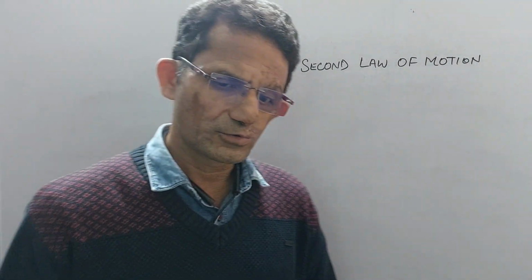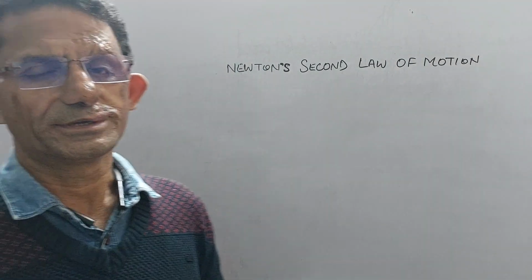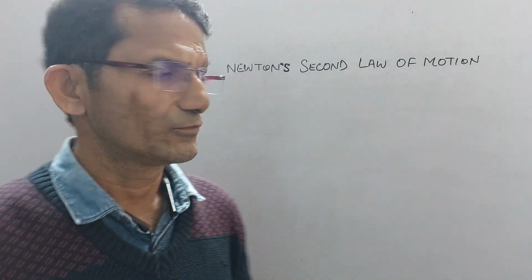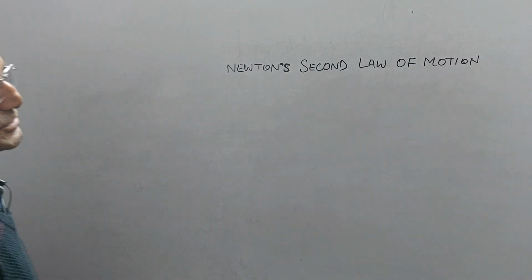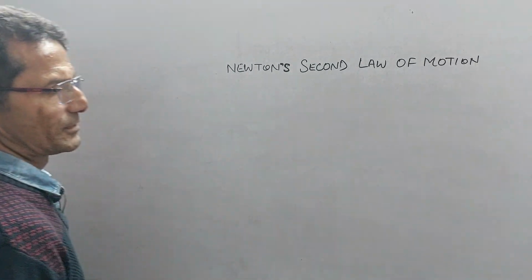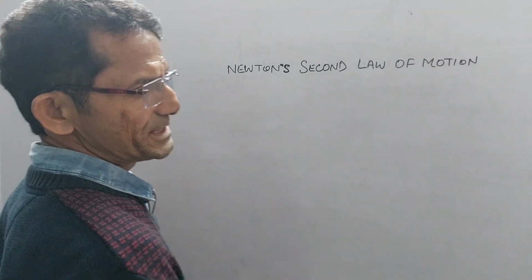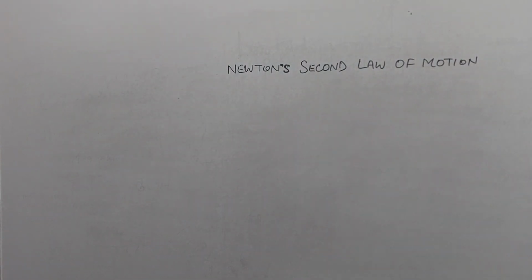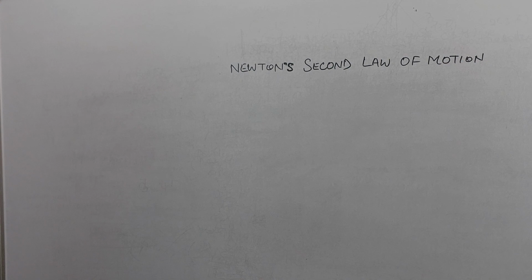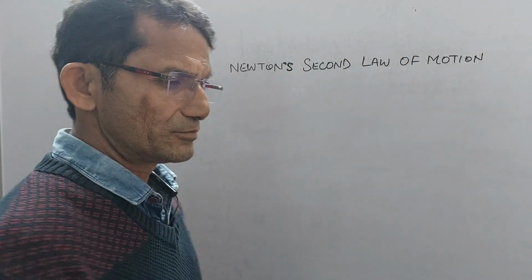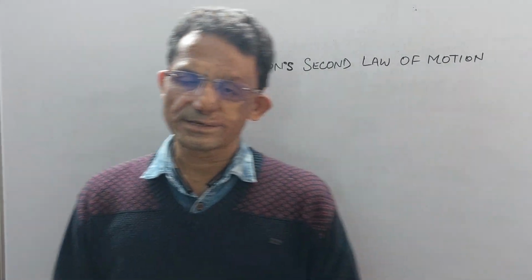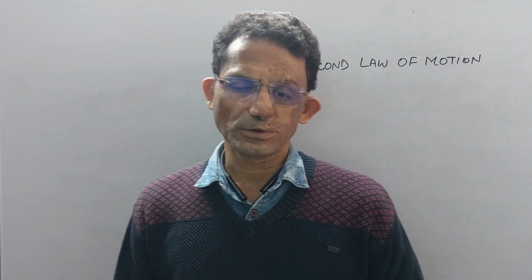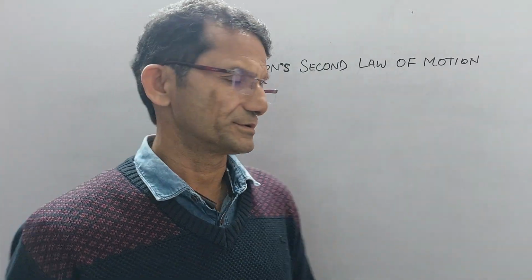Another important law Newton has given is Newton's second law of motion. It says that whenever there is a force on an object, the object will change its speed. When the object changes its speed, its momentum also changes. The change of momentum will be in the direction of the force.